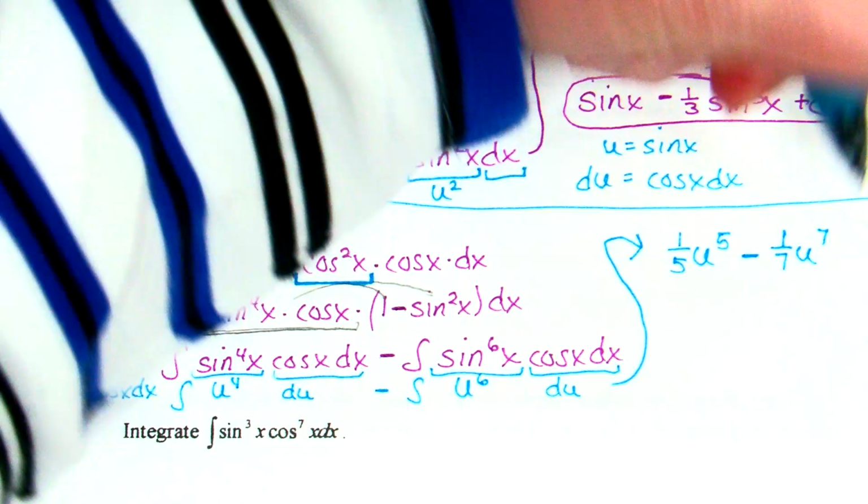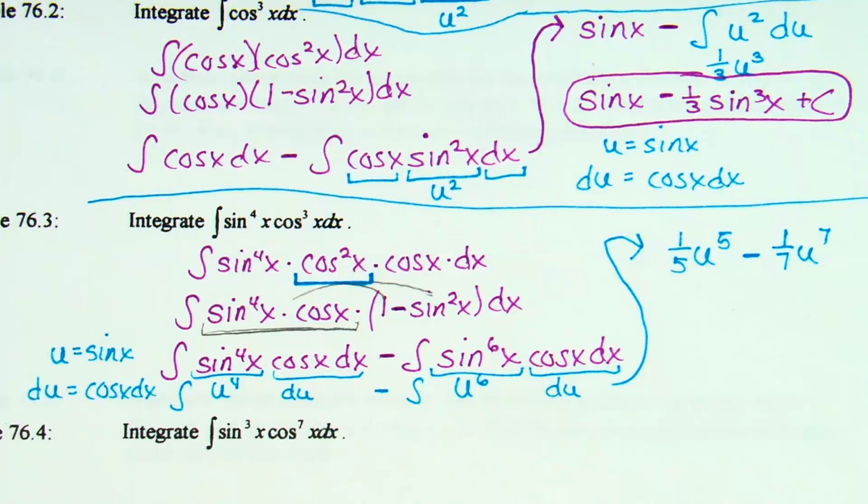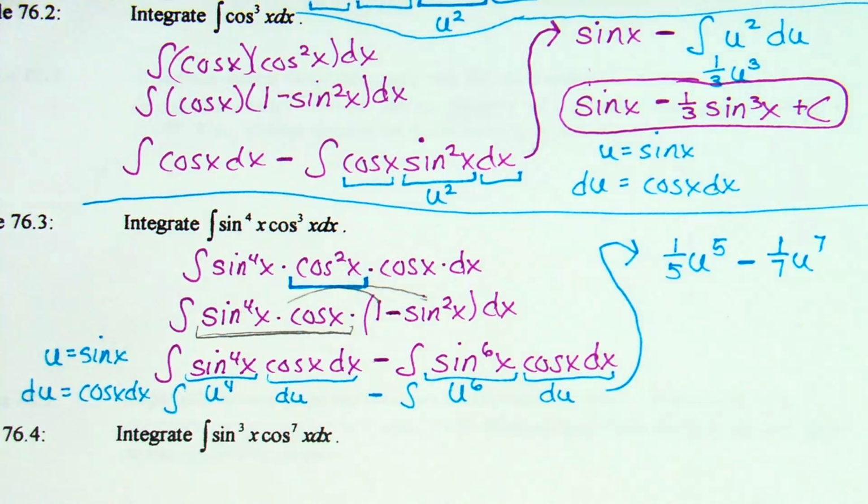So what do I do to finish this up? My original problem was in terms of x. What do we know u was? Sine x. So 1/5 sine to the fifth x minus 1/7 sine to the seventh x.